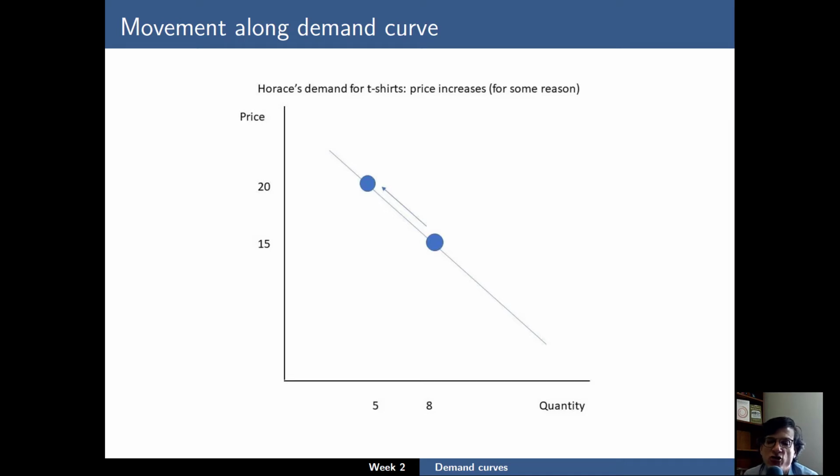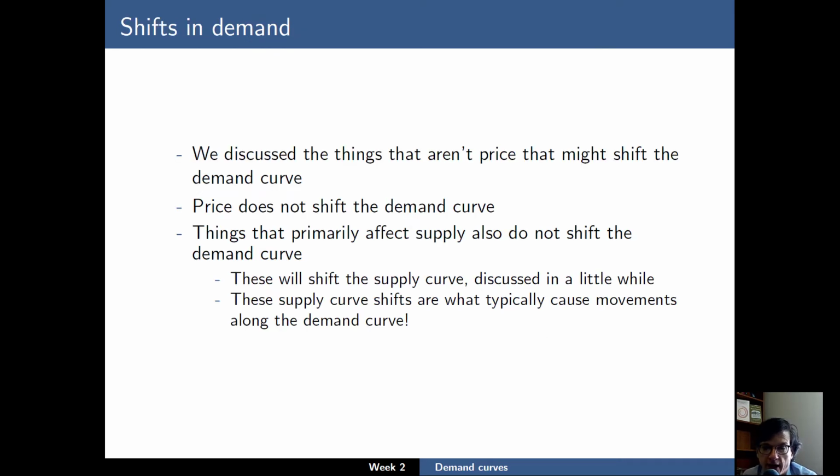A change in the price causes movement along the demand curve, because a change in price is not a change in demand. A change in price is a change in quantity demanded. So, again, things that aren't price shift the demand curve, but price does not shift the demand curve. The thing is that things that primarily affect supply tend to be the ones that cause a movement along the demand curve.